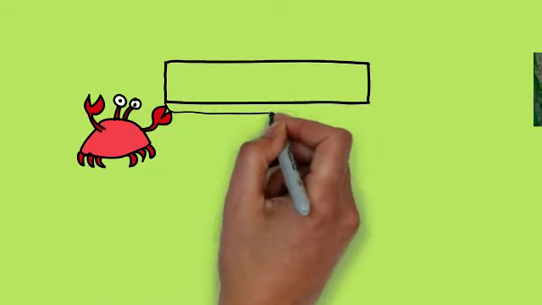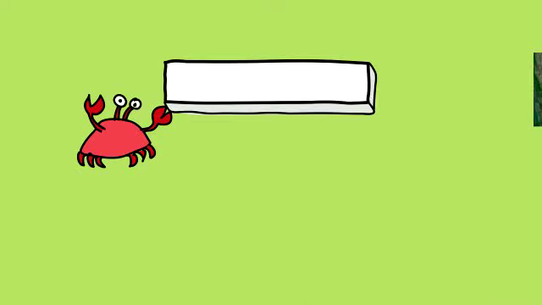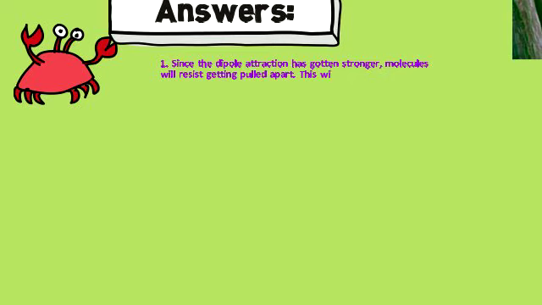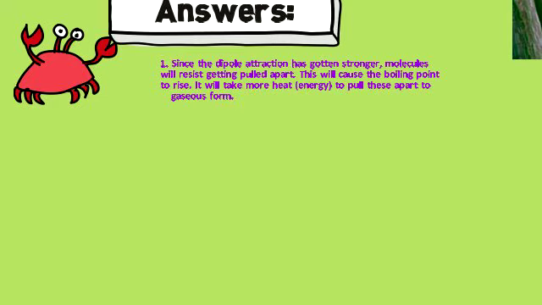The first question had to do with boiling points. And what happens when you have these forces interacting, these attractive forces interacting? Since the dipole attraction has gotten stronger, molecules will resist getting pulled apart. This will cause the boiling point to rise. It will take more heat energy to pull these apart to gaseous form.